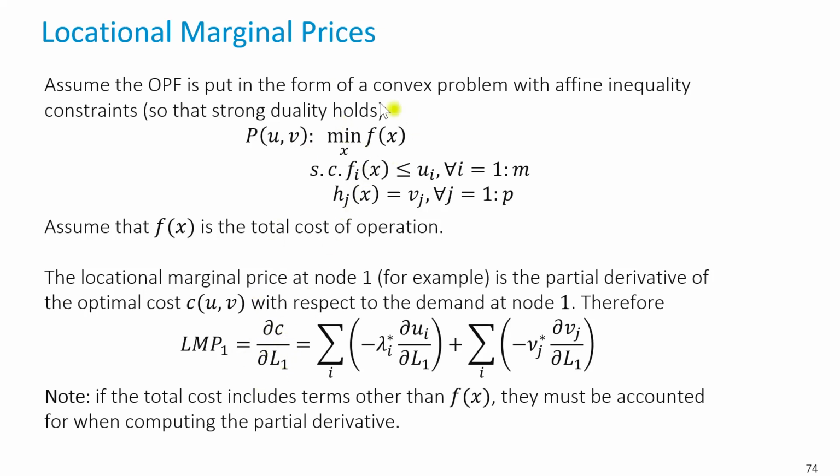Of course, to get that, there's no use taking the derivative of f. What we need is the derivative of the total optimal value of the complex problem, which includes the constraints. And by the result we found before, by the law of total derivatives, this will be given by the sum over all the Lagrange multipliers of minus lambda i star times du over dL1. So that's how locational marginal prices are obtained when we have the convex formulation of the OPF.